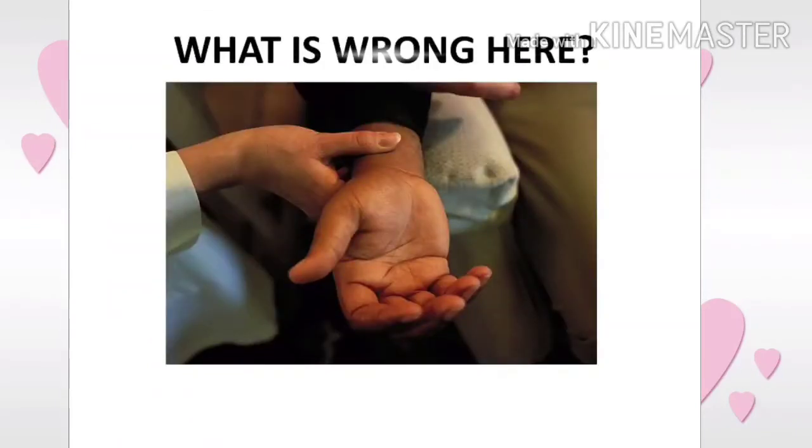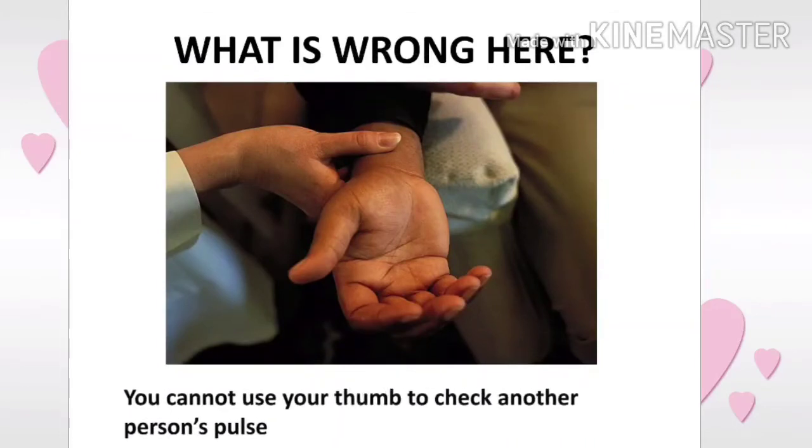So in this picture, what is wrong here? Here we cannot use the thumb to check another person's pulse. Why? Because if we are using the thumb, we will feel our own pulse, and we cannot do this in order to assess the pulse. We have to use our index finger and middle finger over the pulse on the thumb side of the patient.